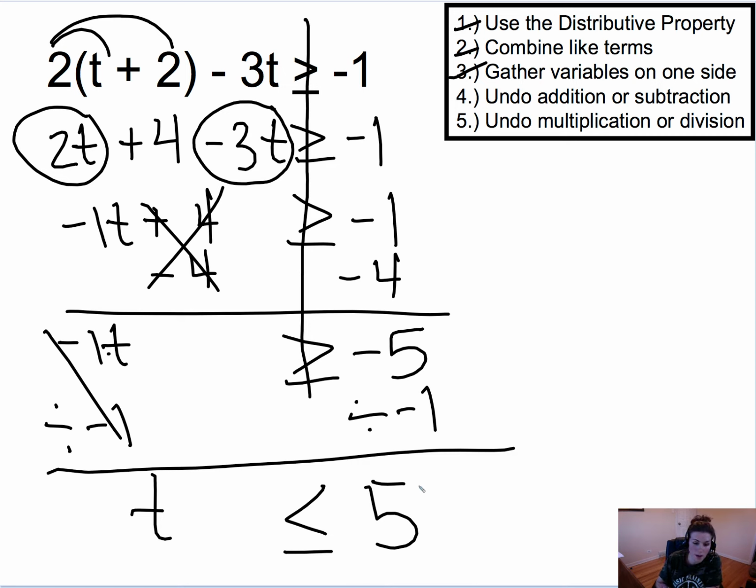You would then take the 5, plug it back in your inequality, and check if you did the numerical answer correctly. Then you would pick any number that's less than 5, so 4, 3, 2, 1, plug it in for t. Actually, you could pick 0. 0 would be very easy to check, very fast, and you would see if that was going to be greater than or equal to negative 1. But right now we're just going to move on to the next example. If you have questions about how to check it, I can answer it tomorrow in class.